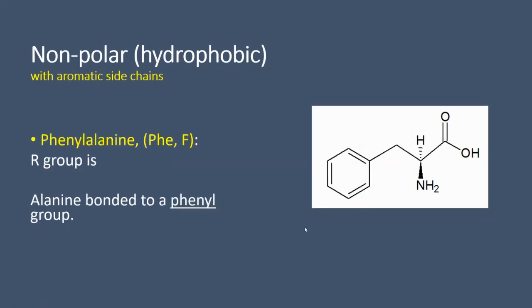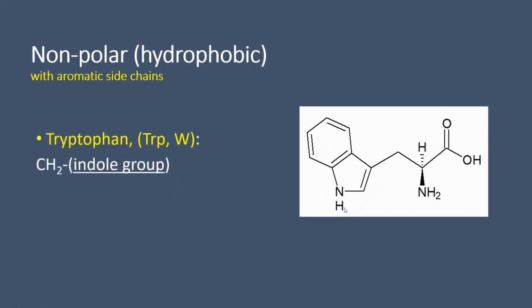Now we are going to look at the amino acids with aromatic side chains. The first one in this group is phenylalanine. The side chain for phenylalanine is as shown here. So it is basically an alanine bonded to a phenyl group. So this is a phenyl or benzene ring. And the last one in the aromatic side chain group is tryptophan. The side chain for tryptophan is as shown here. So it is a CH2 bonded to an indole functional group.